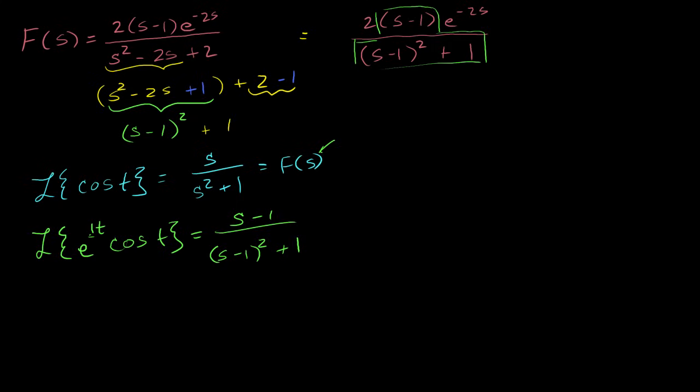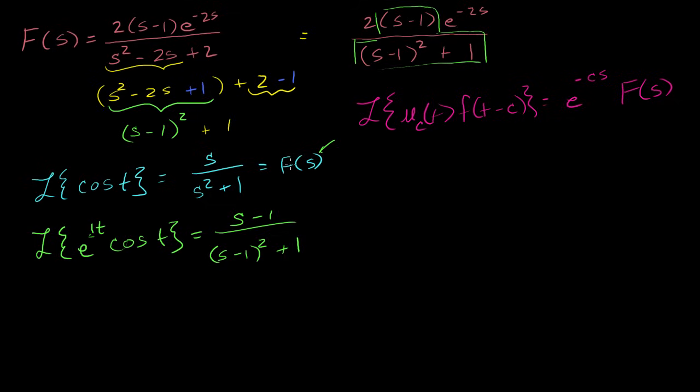Now, in a previous video, I forget which one, memory fails me, I showed you that if you have the Laplace transform of the unit step function of t times some f of t shifted by some value of c, then this is equal to e to the minus cs times f of s. Right? This can get very confusing, so I want to be very careful here.